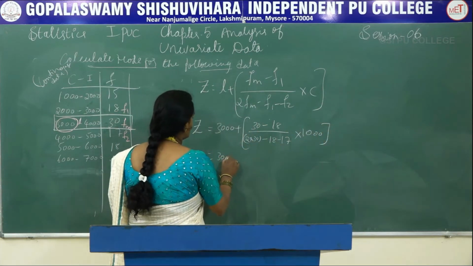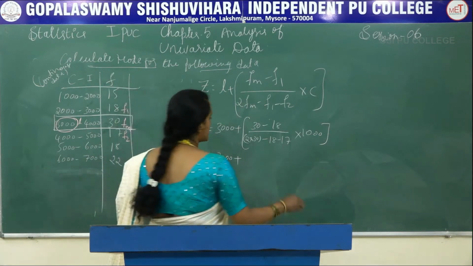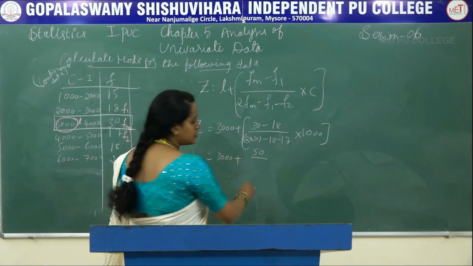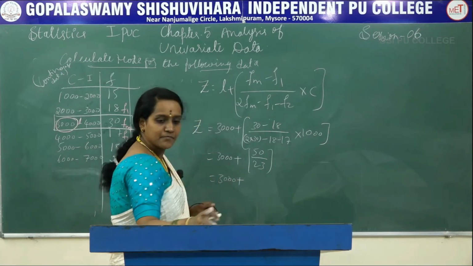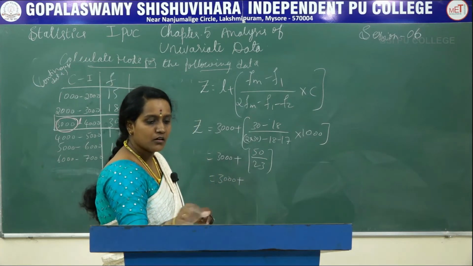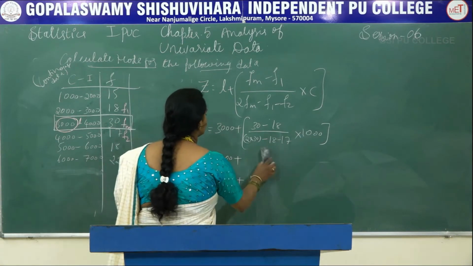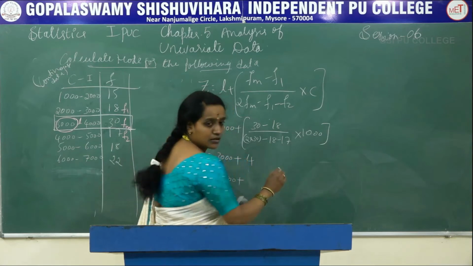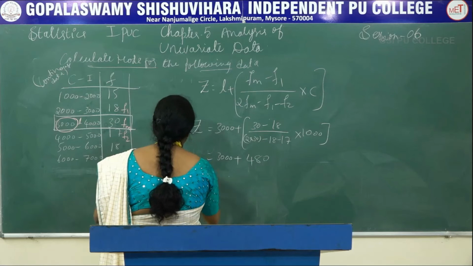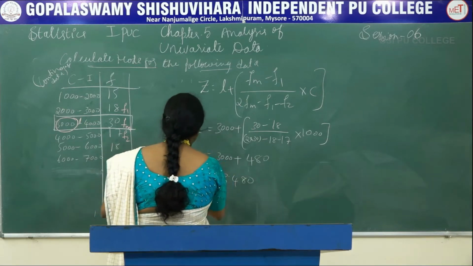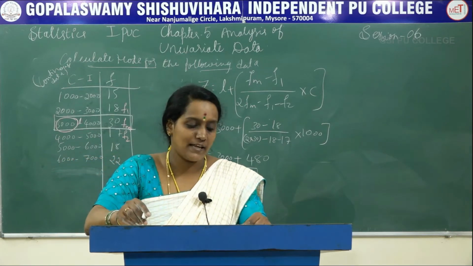So this is 3000 plus, after simplification, 50 divided by 23 into 1000, which is 3000 plus 480. So the final Z value is 3480, and this is your mode value.